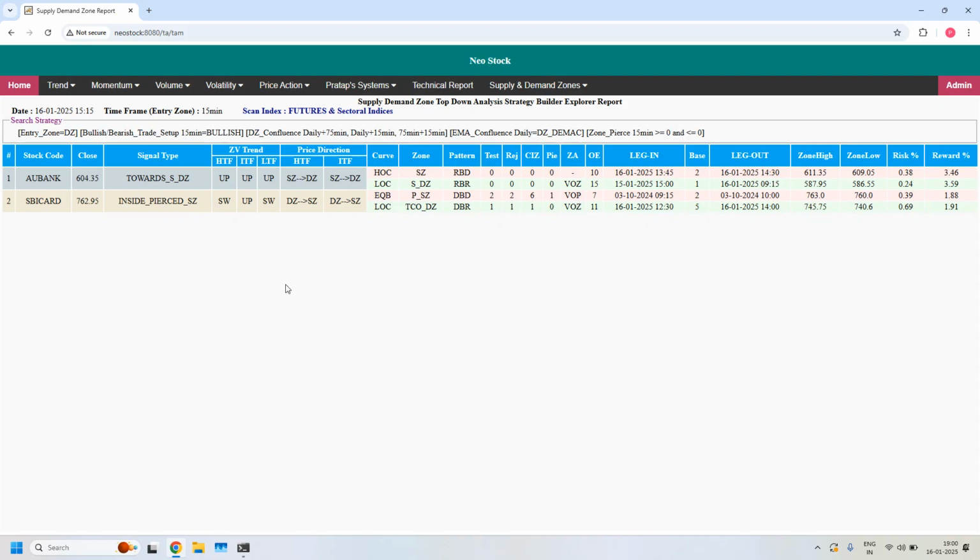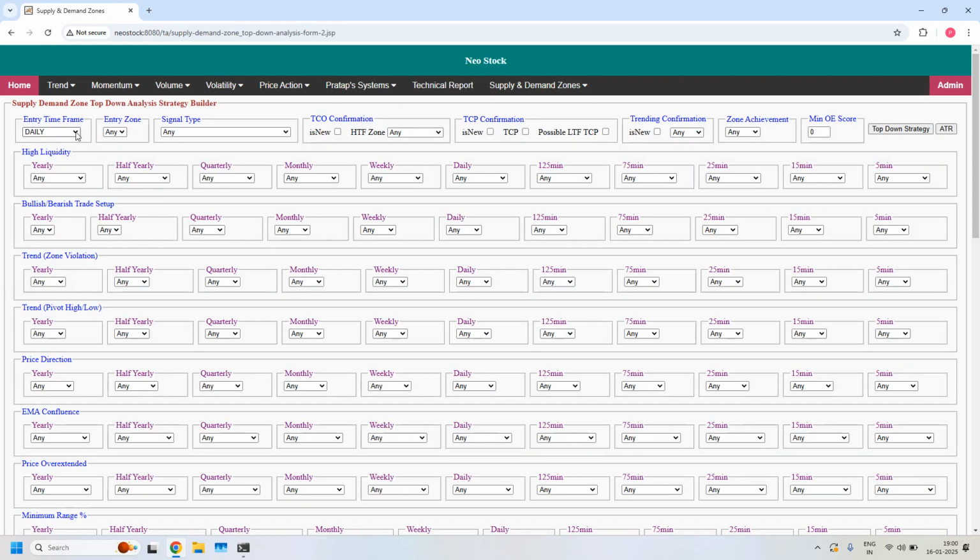So this is about the bullish trade setup for daily income trade. Next, the bearish trade setup for daily income trade. Entry time frame is 15 minutes. Entry zone is supply zone. Bullish or bearish trade setup at 15 minutes time frame, I am selecting bearish.